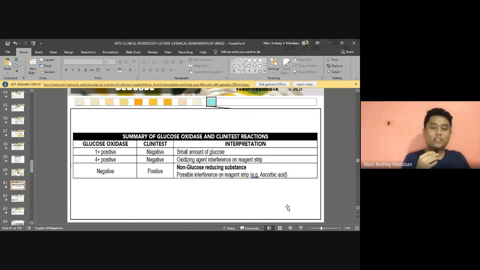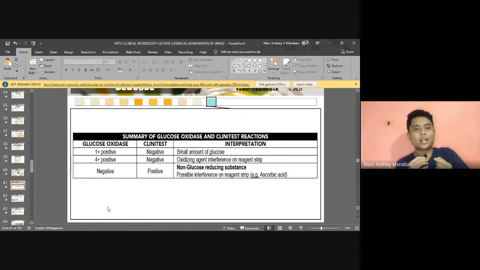All right? Another possible interference could be ascorbic acid. Remember that ascorbic acid is a reducing agent, and in the glucose oxidase or reagent strip method, it is a cause of false negative. But in the clinical test, because it is a copper reduction method, similar to the test principle, ascorbic acid can cause a false positive. But again, another cause is a non-glucose reducing substance, possibly other sugars or other reducing substances. So that's for your summary.